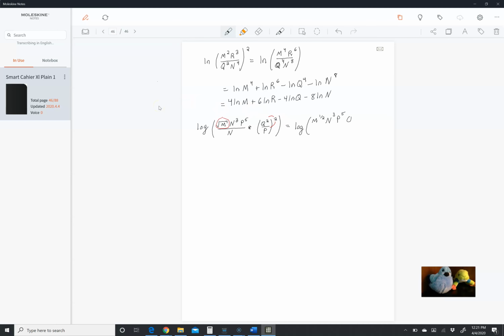So we get a q to the 4th over n, and then a p squared. Okay, so when we distribute this square, we get q to the 4th over p squared. That's this last part here, q to the 4th over p squared.